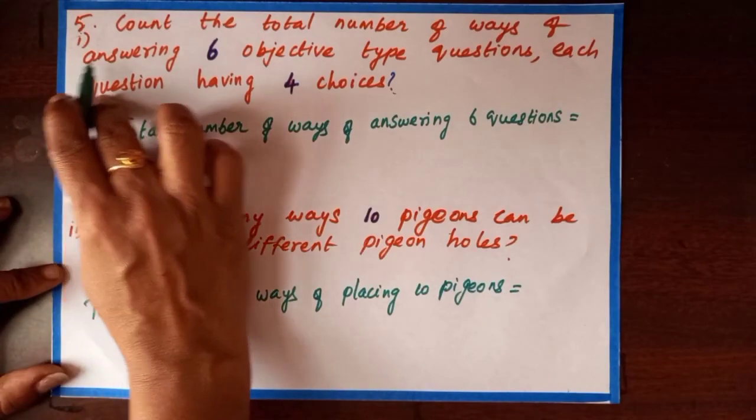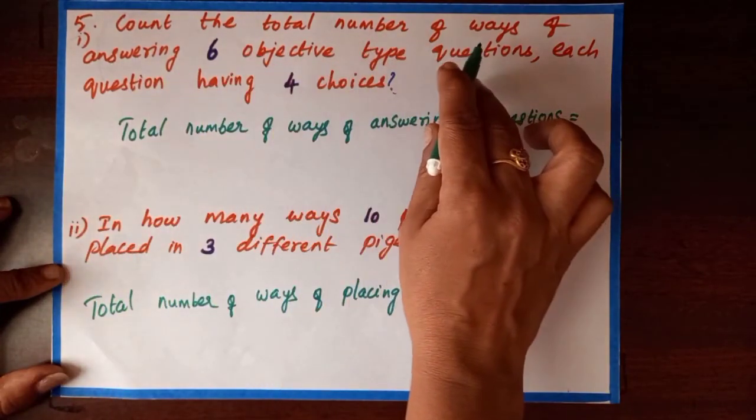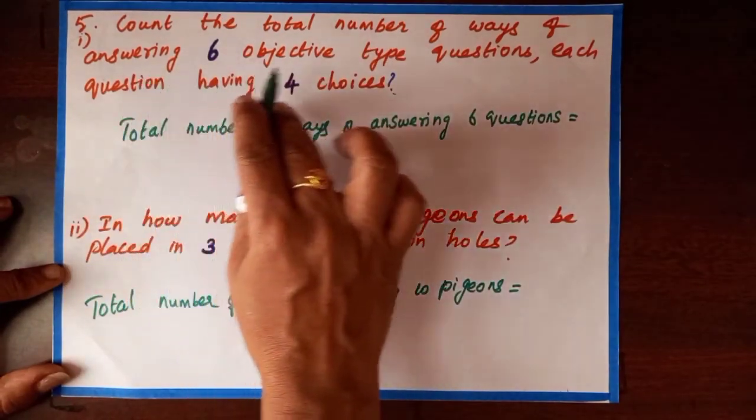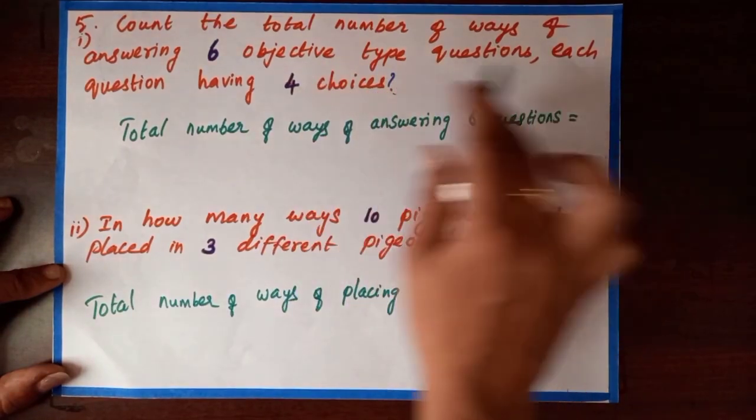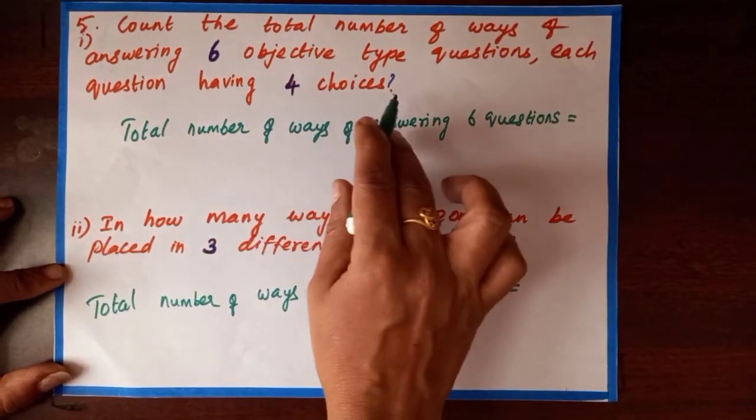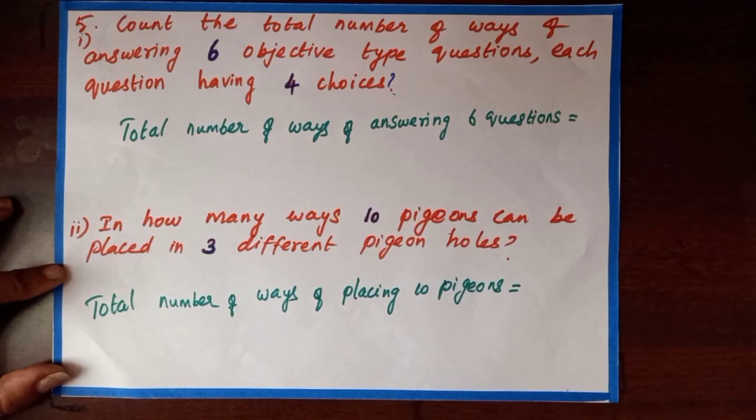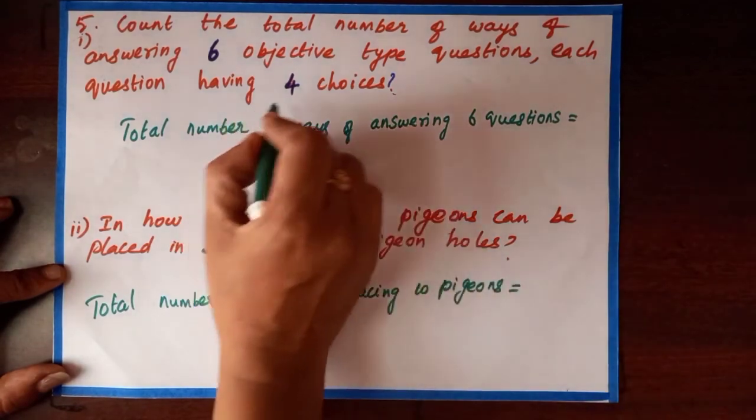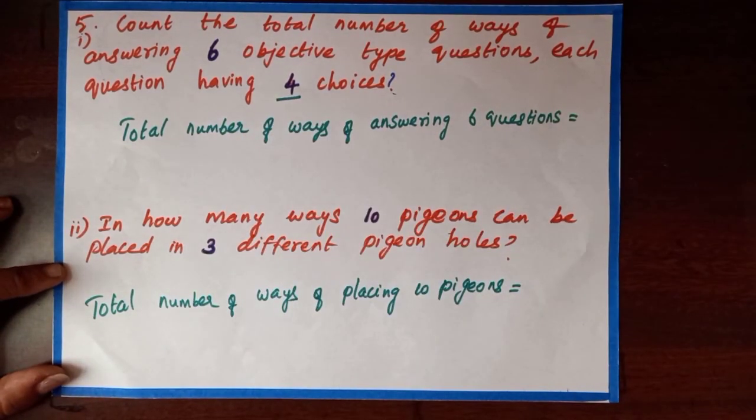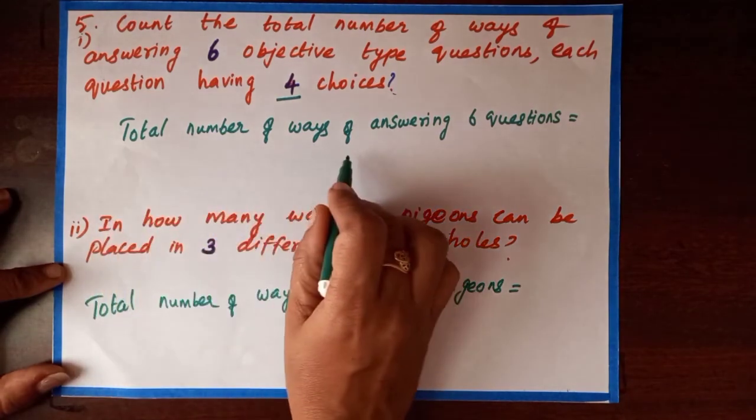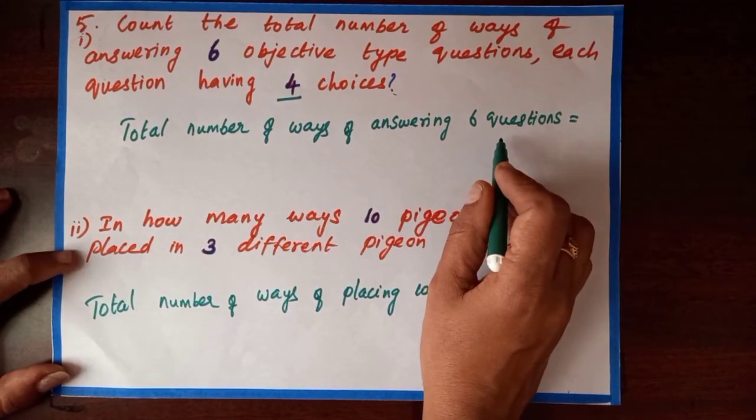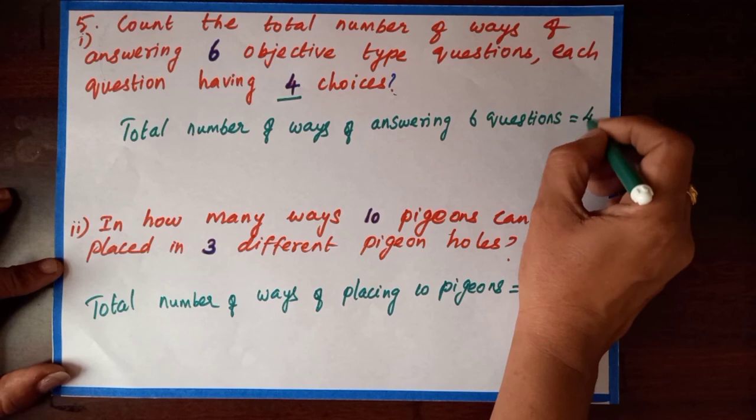Question number 5. Count the total number of ways of answering 6 objective type questions. Each question has 4 choices. Since each question can be answered in 4 ways, the total number of ways of answering 6 questions is 4 power 6.